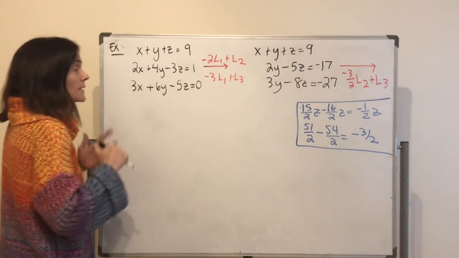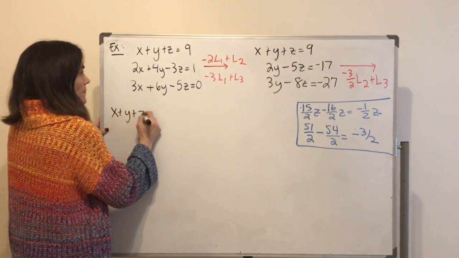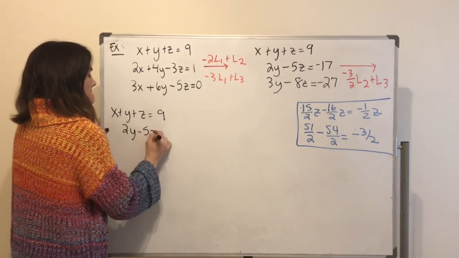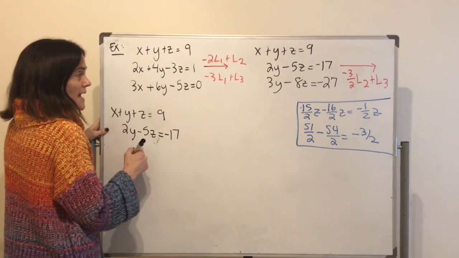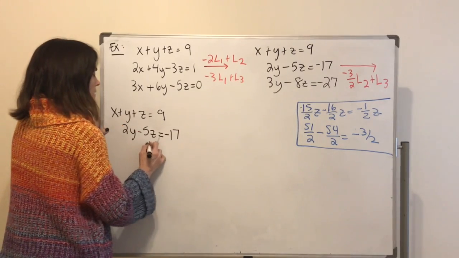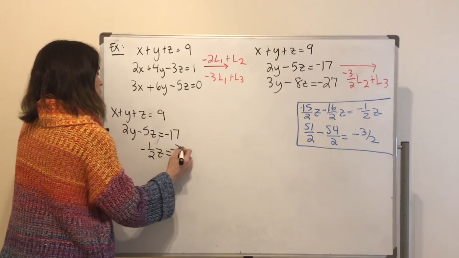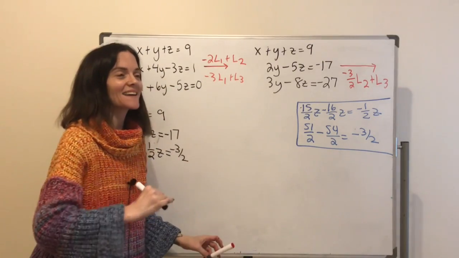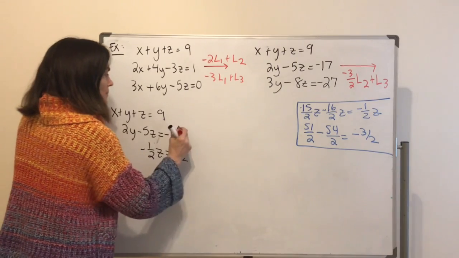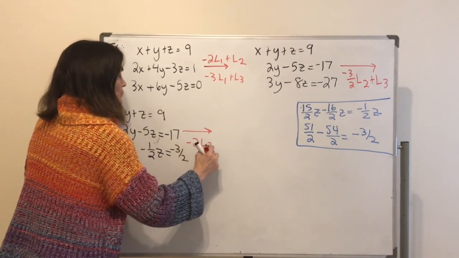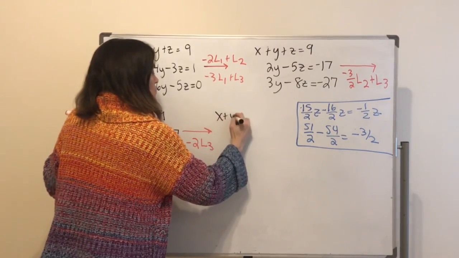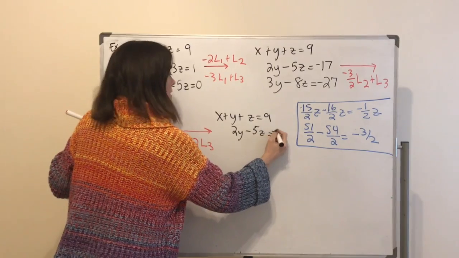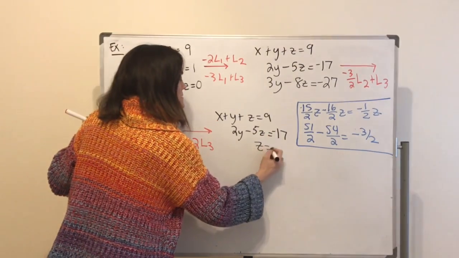Okay, so what's the result here? My first line remains the same. My second line, I also have not changed. Oops, z. And then my third line has become, well, I have the terms here, negative 1/2 z, and this is negative 3 over 2. Okay, and if all I do is multiply a constant times a line or add a constant of one line to another, at this point I will multiply through. Line 3 will be multiplied by 2. So I have x plus y plus z is 9. Here I have 2y minus 5z is negative 17. And here I get that z is 3.